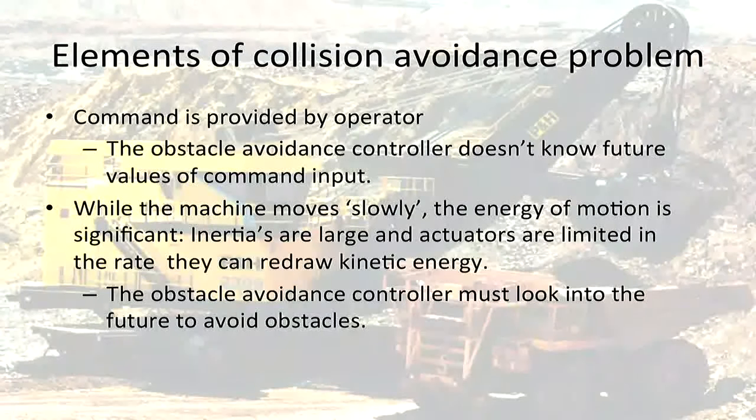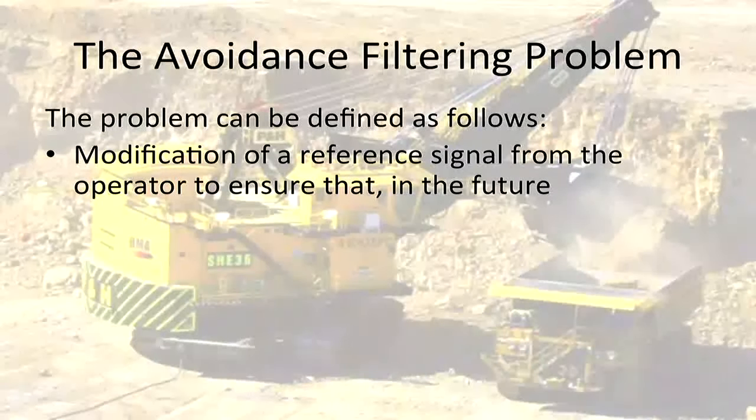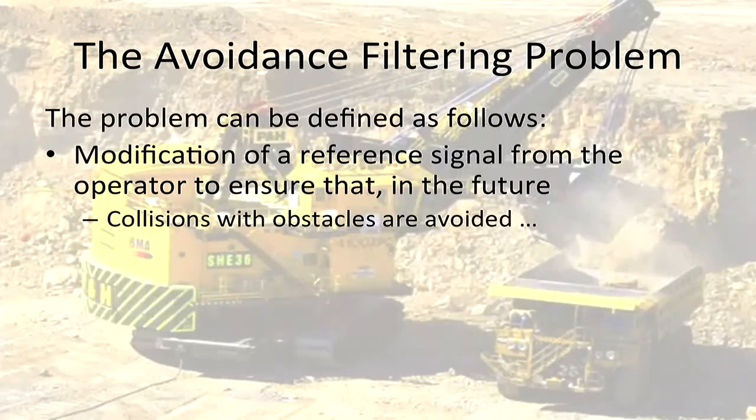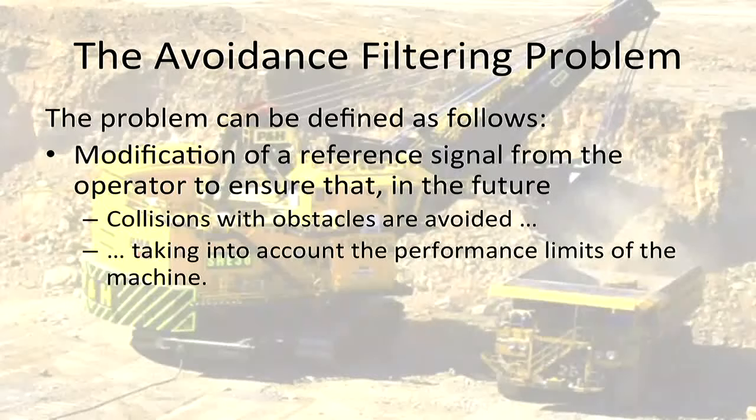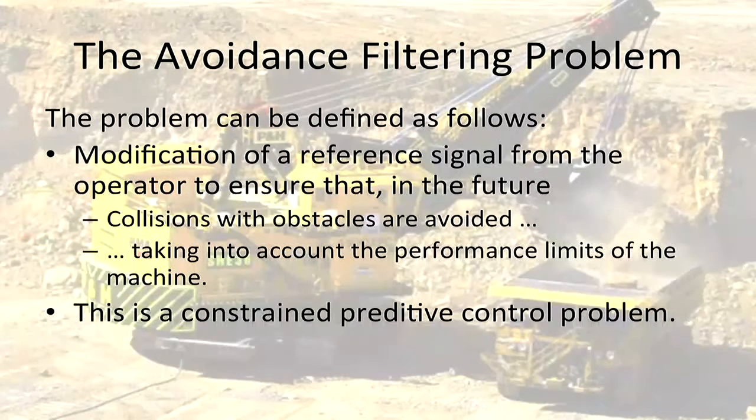the obstacle avoidance filter, as we've called it, needs to be able to look into the future and make decisions about what's happening or what's likely to happen to avoid those collisions. So the problem can be defined as follows: modification of a reference signal from the operator to ensure that in the future collisions with obstacles are avoided, taking into account the performance limits of the machine. And it looks very much like a constrained predictive control problem, and of course it is.